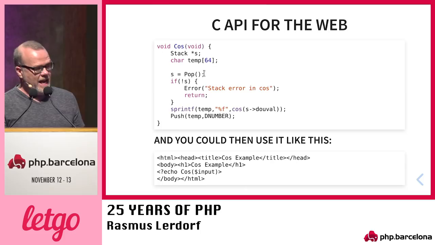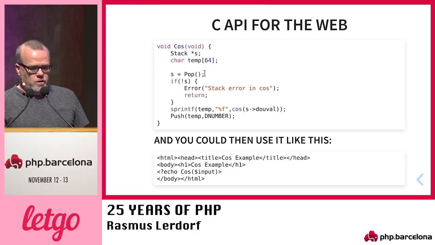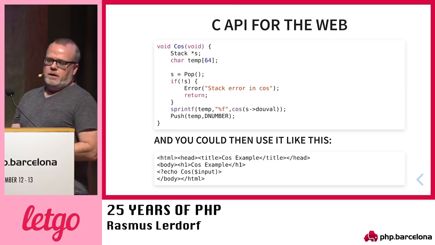So if you're adding a special tag to this templating system, you could pass in an argument, you pop it off the stack, you do something with it, and then you push the result back onto the stack. And now, in this case, I was doing a cosine tag. So now you would have a cosine function available to you in the templating system. And this was the whole concept of PHP. It didn't work at all.